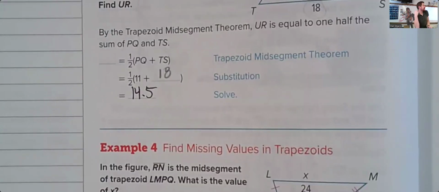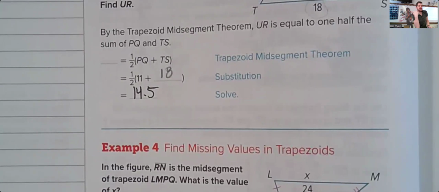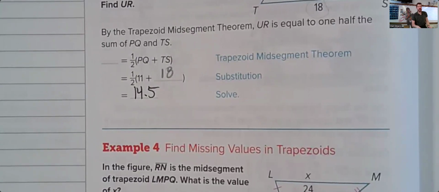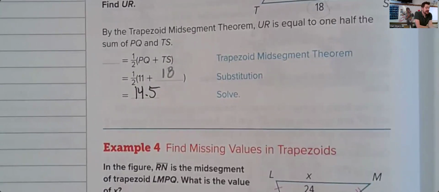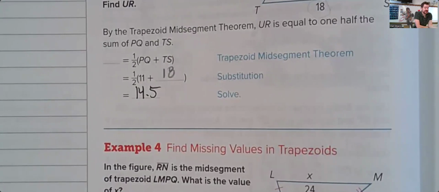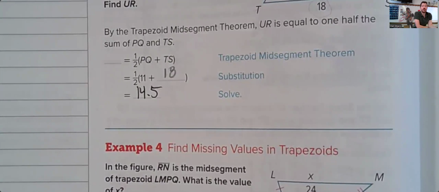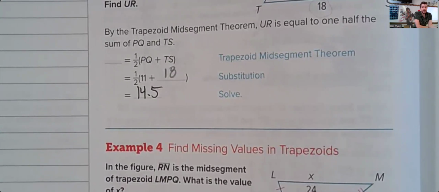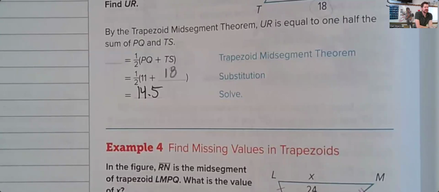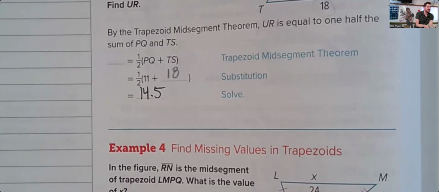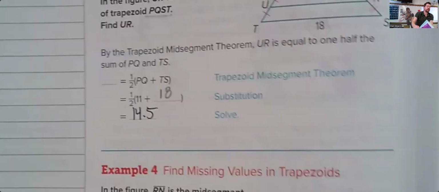So if you know the length of both bases, just add them together, divide by 2. That's the length of the mid segment. Now, something else you can do is, let's say you know the length of the mid segment and you know the length of one of the bases, you can figure out the length of the other base. This one takes a little bit of geometry. This one takes a little bit of algebra to solve. So let's take a look here.